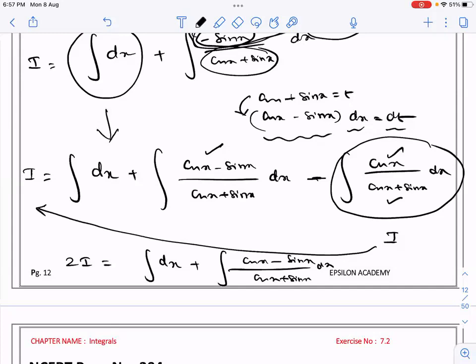So did you get the ideas out of the problem? So important things to be kept in your mind. What did I say? Whenever you're using the substitution method, especially whenever you have a fractional value, check if the numerator is the exact derivative of the denominator.